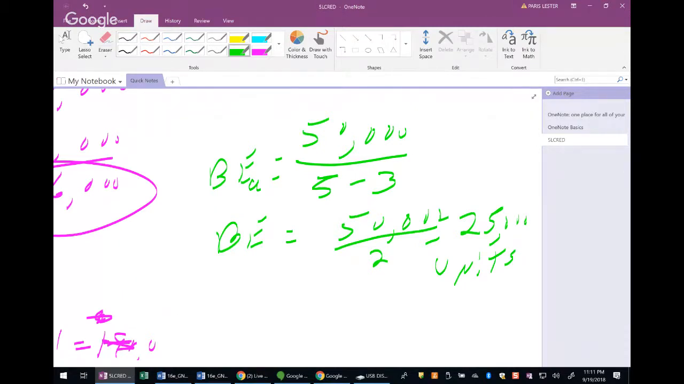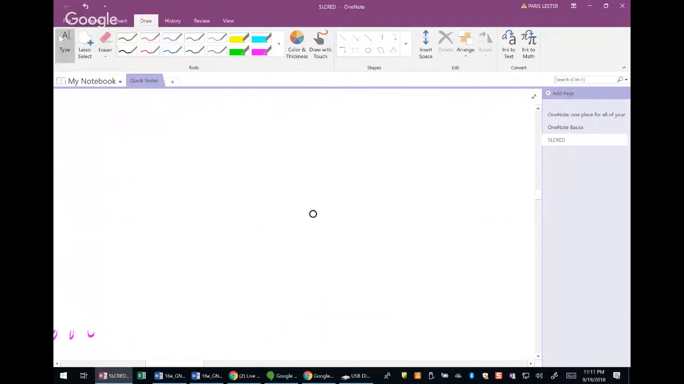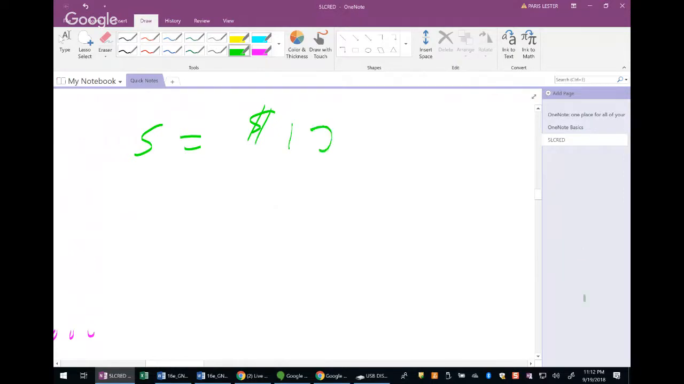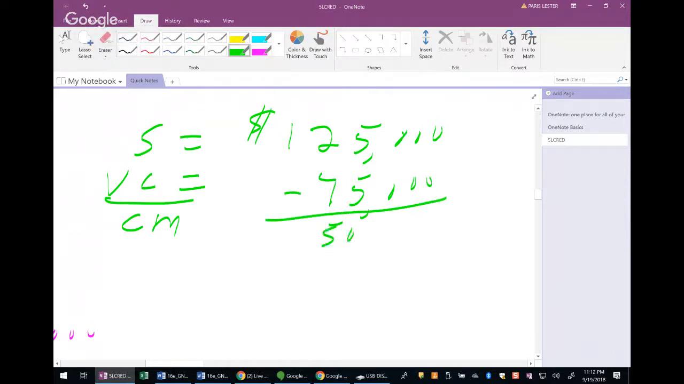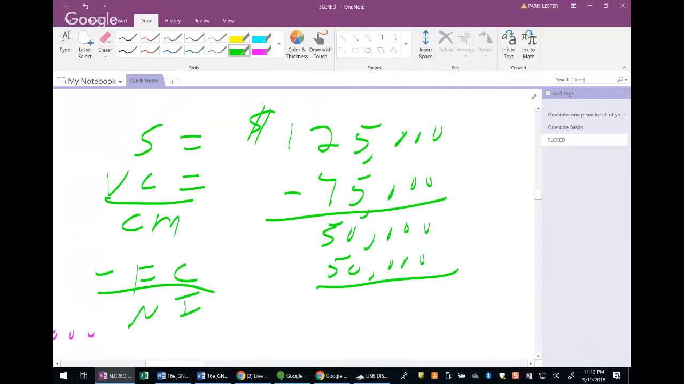Let's prove that it's correct. Sales is 25,000 units times $5. How much is that? Sales, 125,000. Now the variable cost is $3. How much is that? 3 times 25,000, 75,000. Now your contribution margin is going to be 50,000. What was your fixed cost? 50,000. Net income at break even is 0. Does that make sense? Break even is 0.